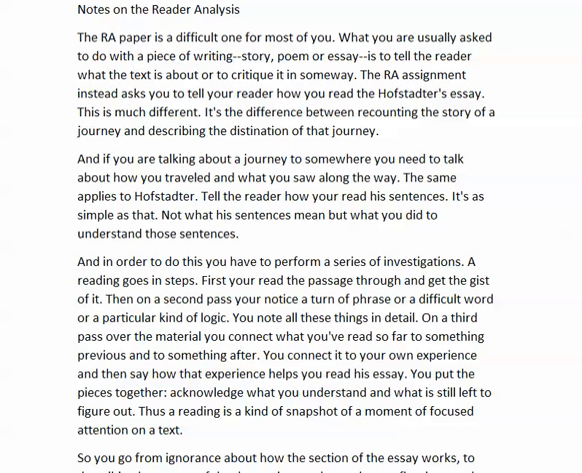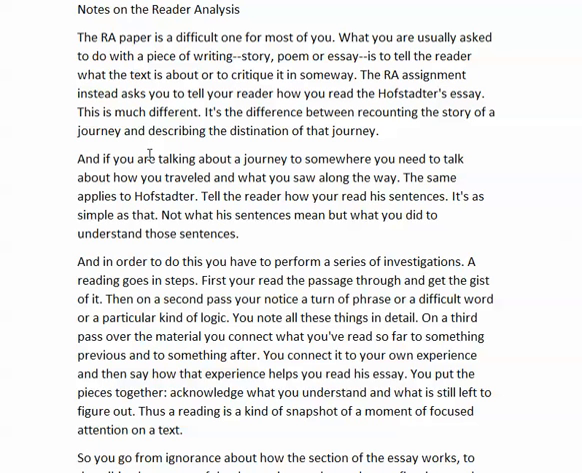I want to talk a little bit about the reader analysis and how you should look at it. The RA paper is a difficult one for most of you. What you are usually asked to do with a piece of writing, story, poem, essay, is to tell the reader what the text is about or to critique it in some way. The reader analysis assignment instead asks you to tell your reader how you read the Hofstadter essay.